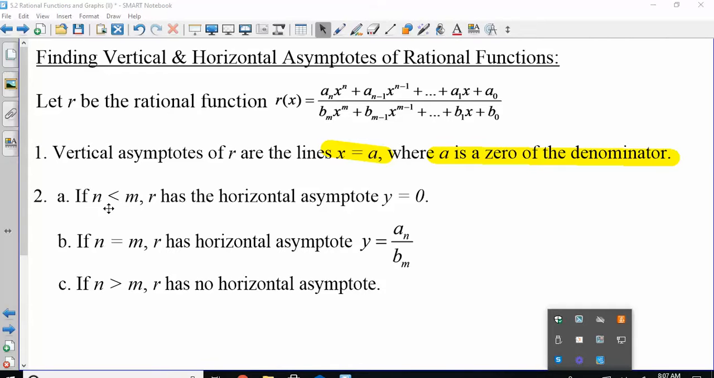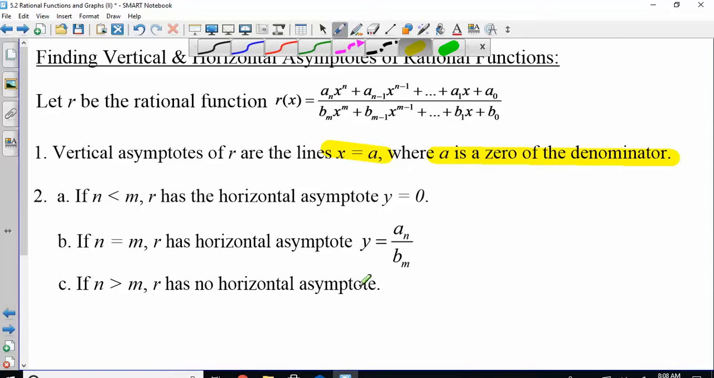So if n is less than m, that means if the degree on top is smaller than the degree on the bottom, then it's automatically y equals 0. If it is the same degree on the top and bottom, then you divide the leading coefficients. And if the degree of the top polynomial is larger, then we do not have a horizontal asymptote. So the way to get a horizontal asymptote is if the degree of the top is smaller or the same as the bottom. And we will divide the leading coefficients if they are the same. If it's smaller, it's just an automatic 0.